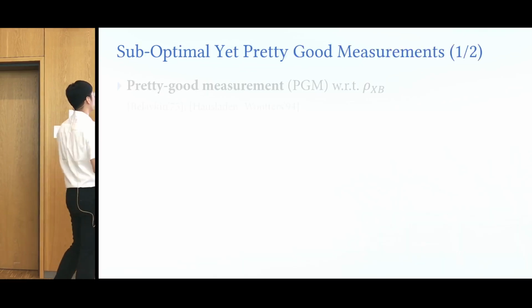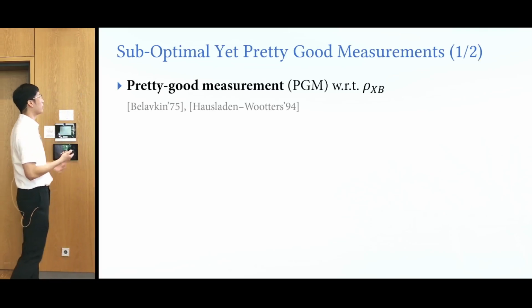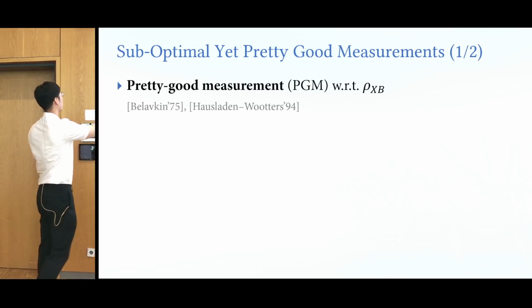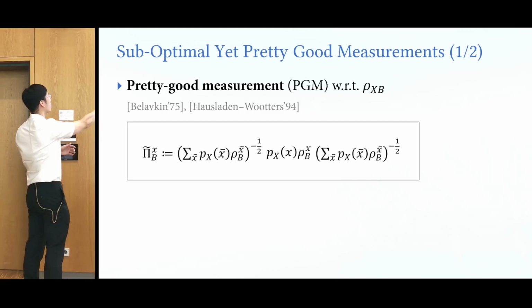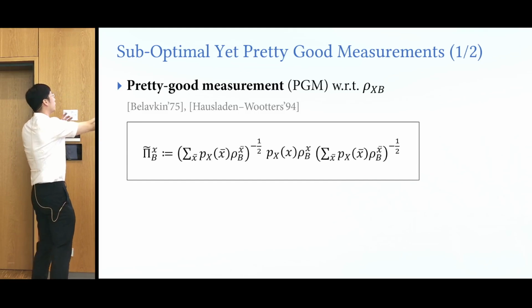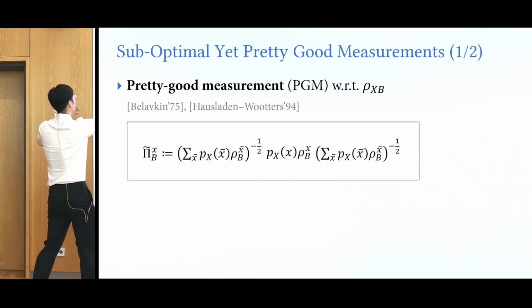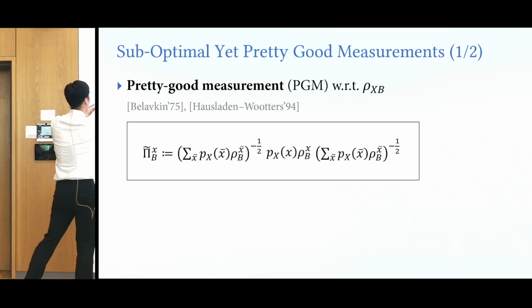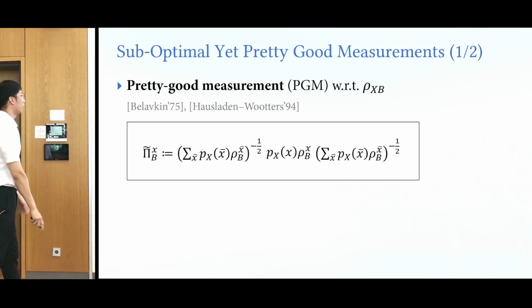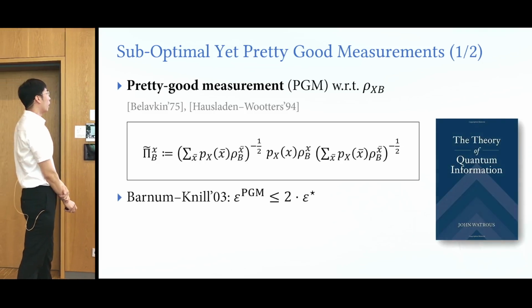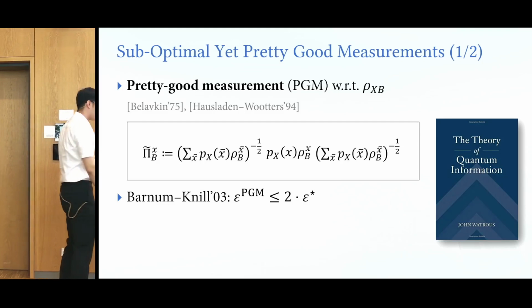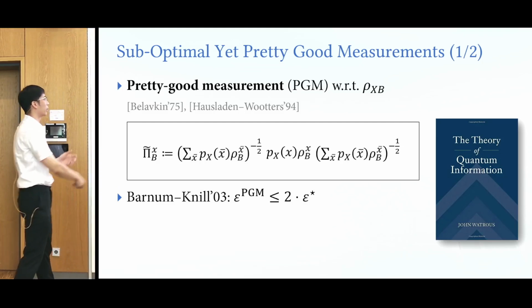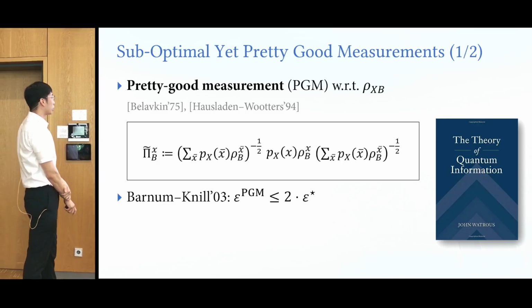So people came up with other suboptimal measurements, for example by Belavkin, called the pretty good measurement with respect to this quantum ensemble, defined this way. It's very intuitive because this is linear in the numerator. You can sum over x, and it's ρ of n. Then by Barnum and Knill, we know the pretty good measurement is pretty good because its error is up to a constant 2 of the optimal error. For example, we can see John Watrous' book.